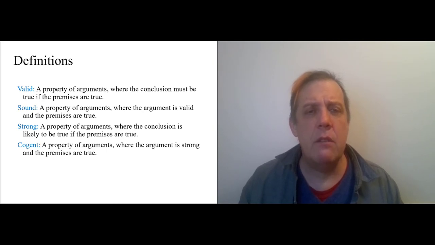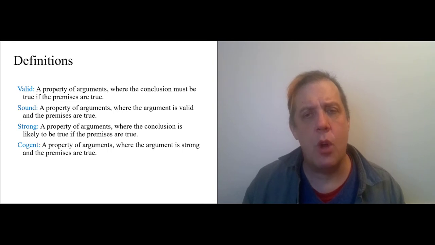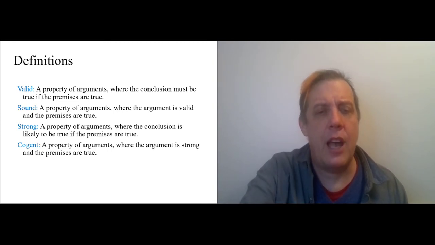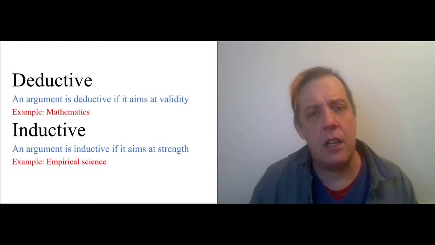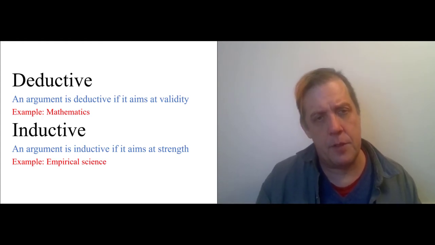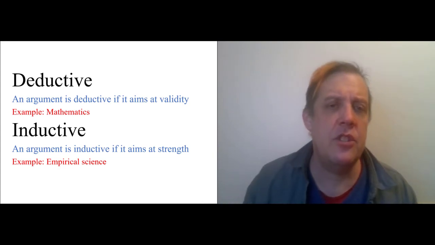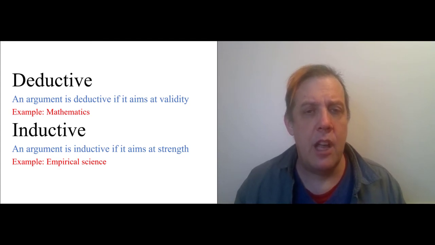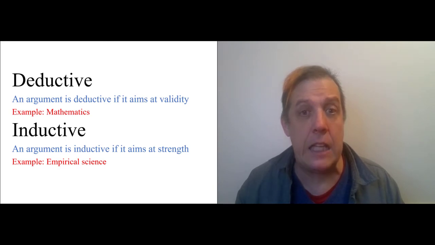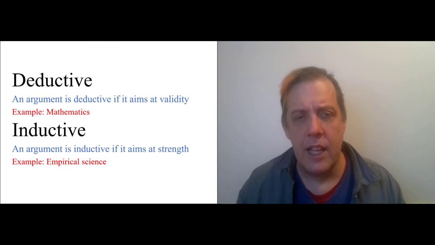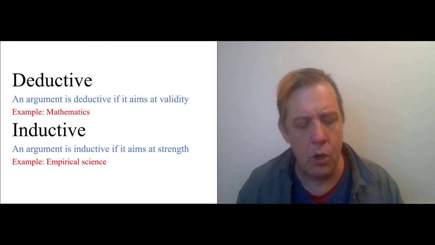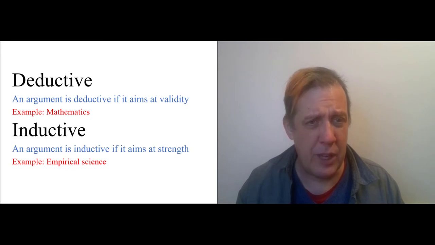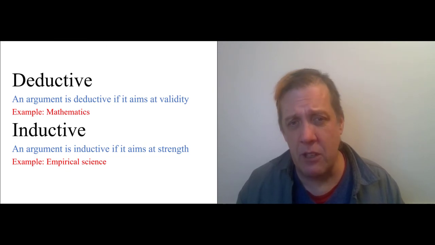The difference between the world of valid arguments and the world of strong arguments also gets a name. We talk about the difference between deductive arguments and inductive arguments. Mathematics is generally pursued as a deductive science. And that's because the proofs of mathematics are supposed to be valid. Anything about the physical world, the empirical world around us, the world that we can sense, is going to be inductive. Arguments about that merely aim at strength.